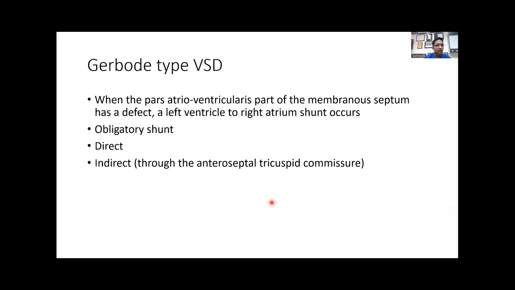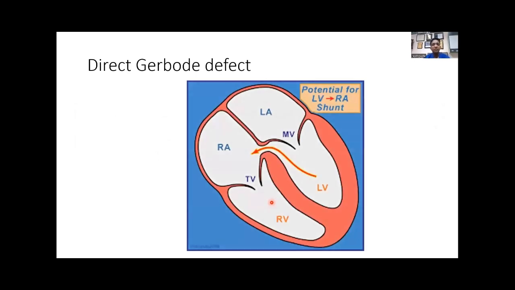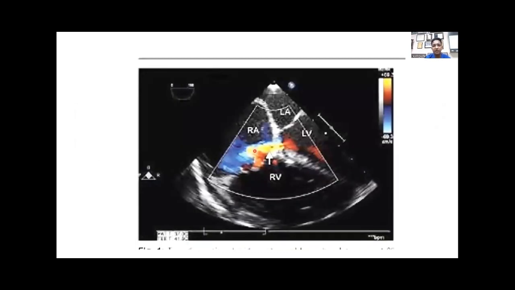This is an obligatory shunt because whatever the PA pressures may be, whatever the pulmonary vascular resistance may be, shunt will always happen left to right. So this is the pars atrioventricularis, the membranous septum, which separates the right atrium from the left ventricle. And if this is deficient, the shunt will happen from left ventricle to the right atrium through this defect. This is a true Gerbode defect, which is shown in this image. The shunt is happening from left ventricle to the right atrium through the true Gerbode defect.